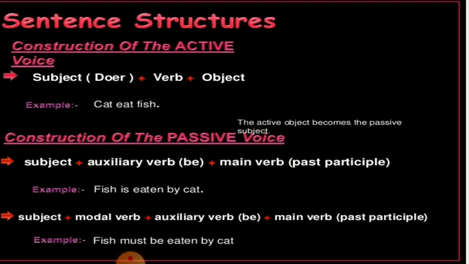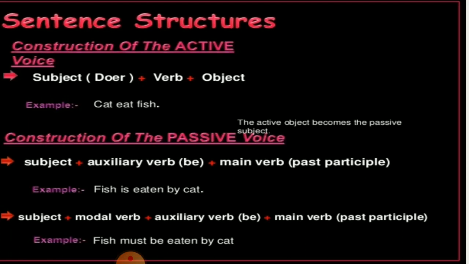Now let's see the construction of the passive voice. It will be subject plus you have to use auxiliary verb, that is the be forms. Be forms are is, are, am, was, were, has, have, had as per the tense. Plus you have to use main verb. But children remember, main verb always and always you have to use V3 form, or you can tell it as past participle form in passive voice. Example, fish is eaten by cat.